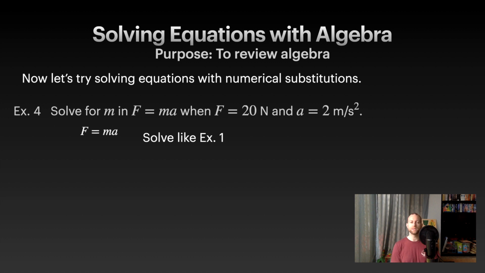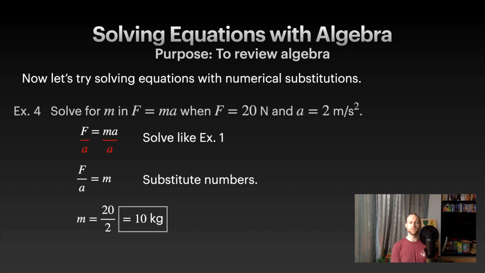So we're going to solve like example 1. Again, we have an equation. Get rid of a from both sides. We get this equation. From here, we're going to substitute numbers. We've got that F equals 20, so plug in 20 in the numerator. A equals 2, plug that in the denominator. Solve that. Mass is 10 kilograms. That's how you do it with numerical substitution. Again, I knew that in this equation mass is in kilograms, so that's why I put it, but don't worry so much about that yet.